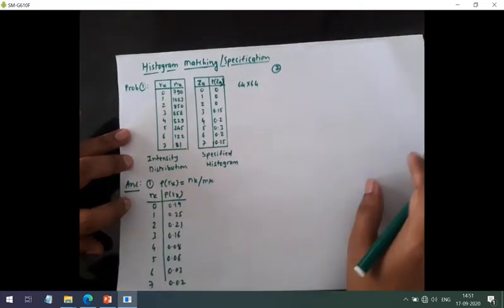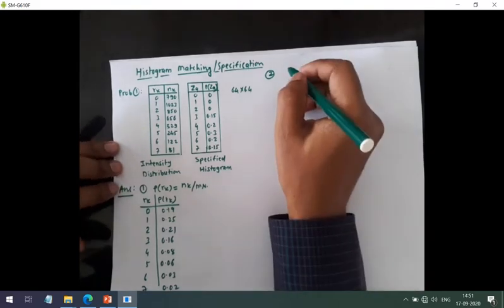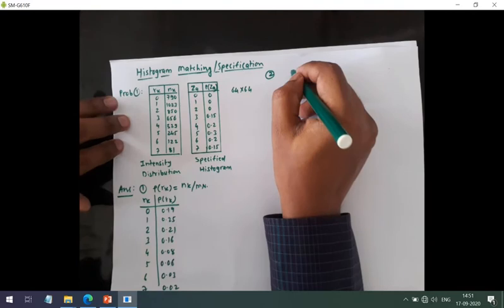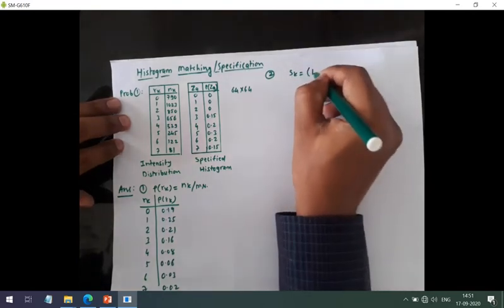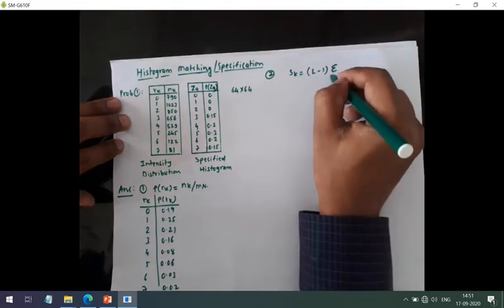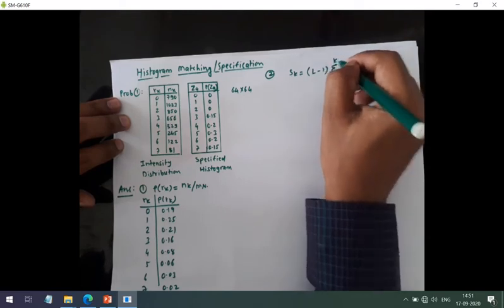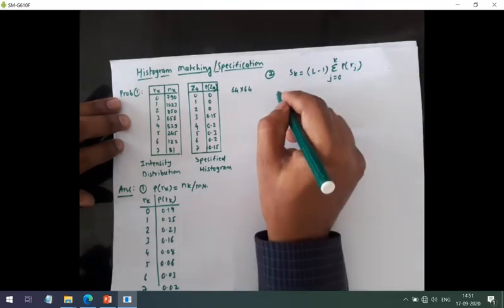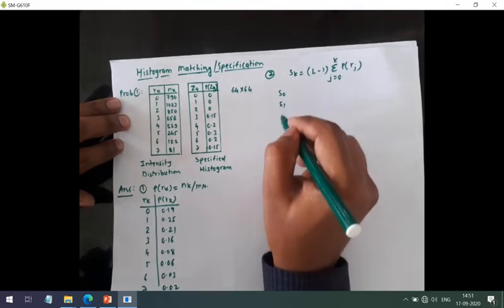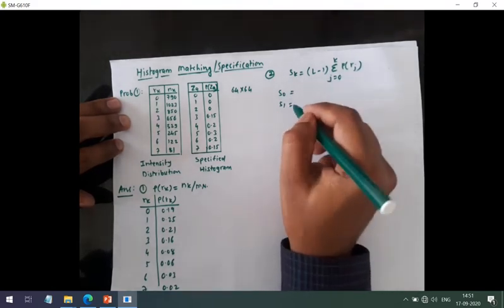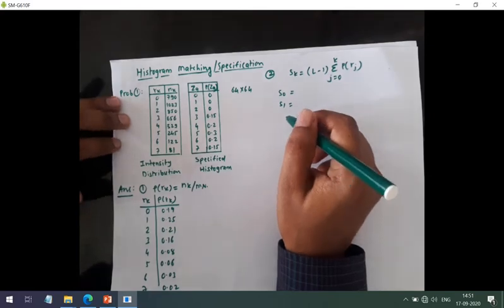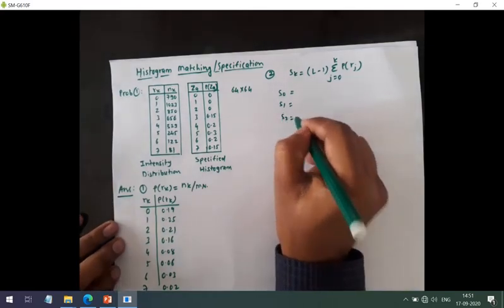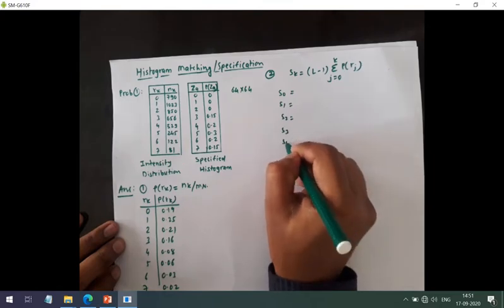Okay, the next step is to apply the transformation function. We know that the transformation function is Sk equals L minus 1 summation j 0 to k P of Rj. By applying this formula we will find S0, just like what we did in histogram equalization. I will write the values of S0 onward directly, because we have already seen this example.